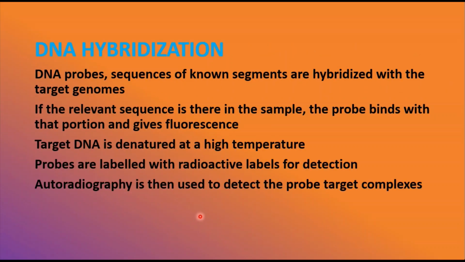Coming to the DNA hybridization. In this DNA hybridization, DNA probe sequences of known segments are hybridized with the target genome. If the relevant sequence is there in the sample, the probe binds with that portion and gives the fluorescence. The target DNA is denatured at high temperature. Now the probes are labeled with radioactive labels for detection. Autoradiography is then used to detect the probe-target complexes. That means whatever signals we send, if they bind with the concerned target, then you are going to have the detection of those probes, and with the known probes we detect whether the pathogen is present or not. As it is a hybridization between our probe and the concerned nucleic acid of the pathogen, we call it the DNA hybridization method.